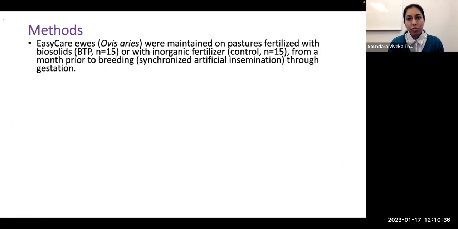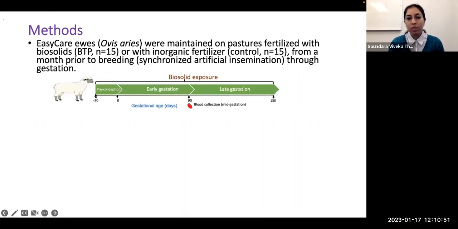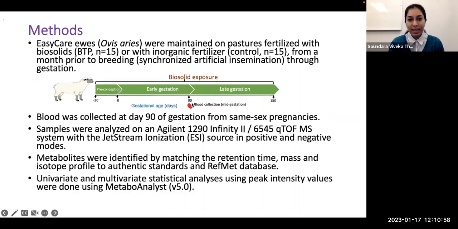So ewes were maintained on pastures treated with biosolids, which we refer to as BTP, or with inorganic fertilizers, which are the controls. These were exposed from 30 days prior to conception throughout the gestation period. Blood was collected at day 90, which represents the mid-gestation period, from same-sex pregnancies.